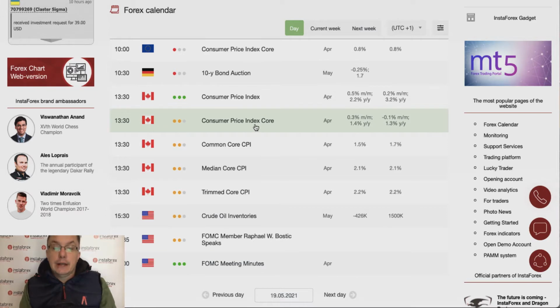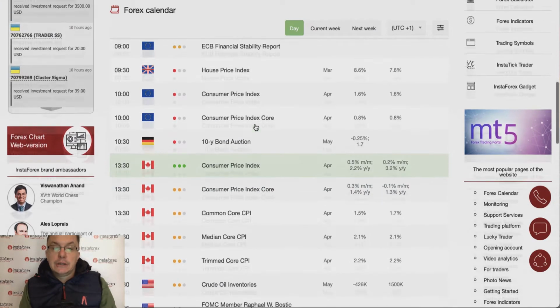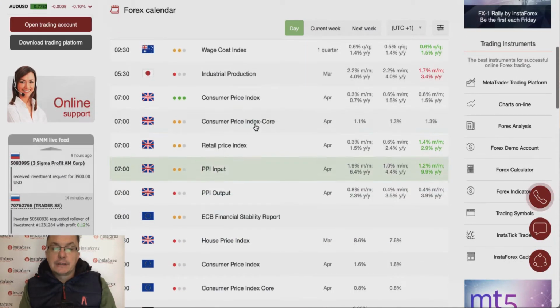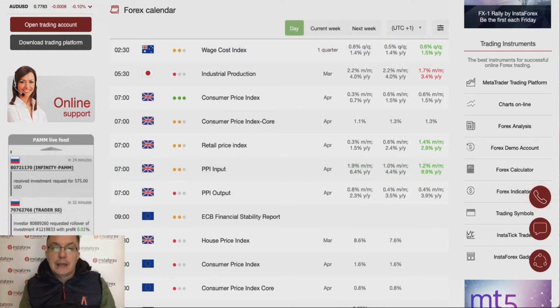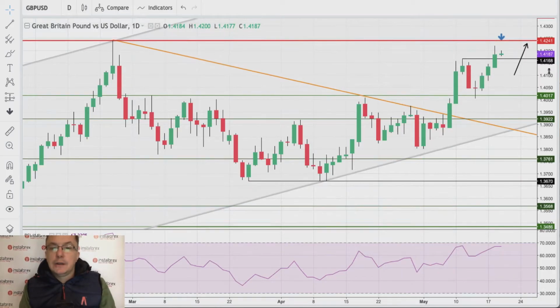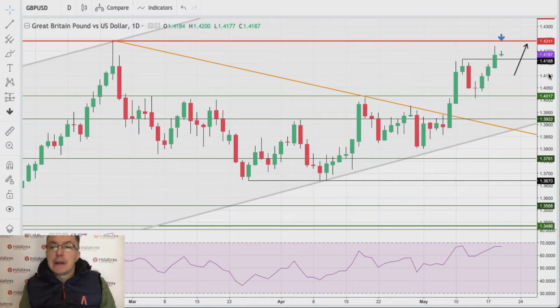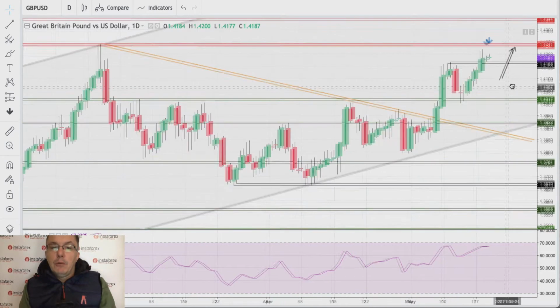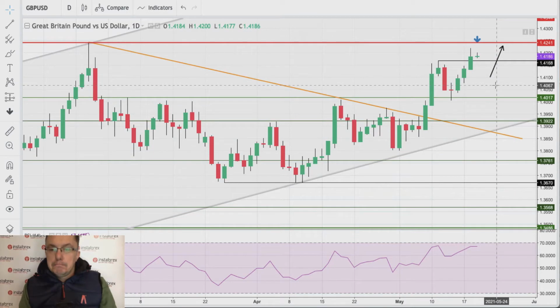So let's take a look at the crude oil, US dollar to the Canadian dollar, and because there's plenty of data from the UK, let's take a look at the British pound. We start from cable, British pound to American dollar, daily time frame chart. It behaves exactly as anticipated.